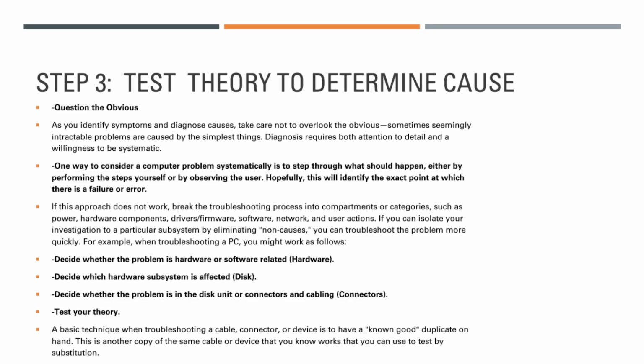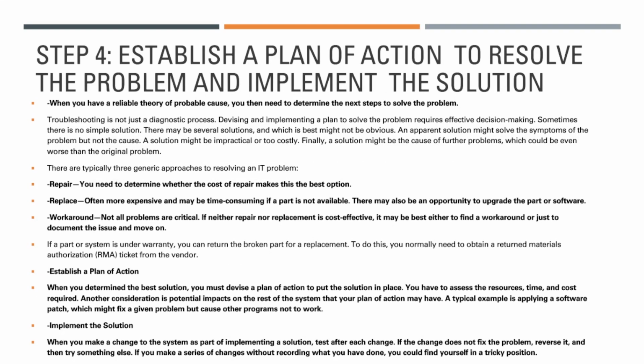This is another copy of the same cable or device that you know works that you can use to test by substitution. Step 4. Establish a plan of action to resolve the problem and implement the solution. When you have a reliable theory of probable cause, you then need to determine the next steps to solve the problem.